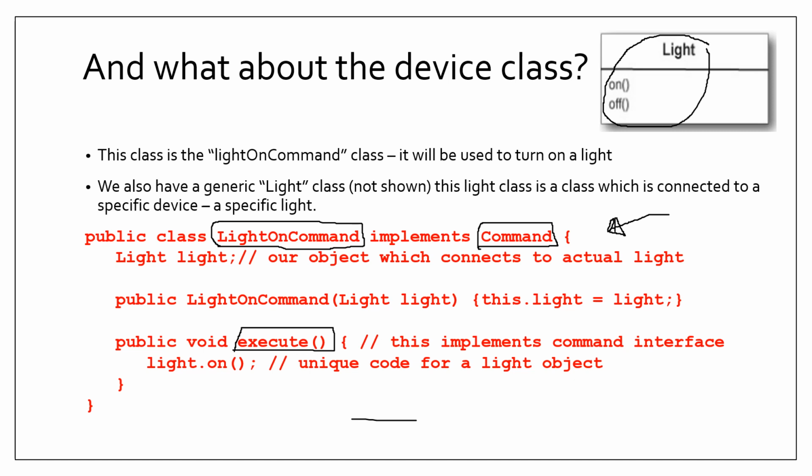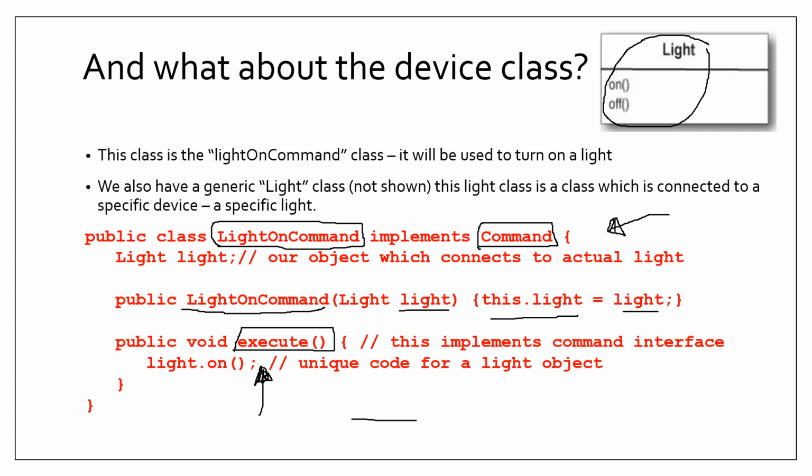And so what happens when we run the constructor for the light on command? Well, we hand it a light object, and this light object will be bound to a specific light in our house, and that's what this one is. So this object's light will be bound to the specific light object that goes to the light we want. Now, when someone presses the on button on the remote control, it is going to call the execute method. That's all it has to worry about. It doesn't know any more than that.